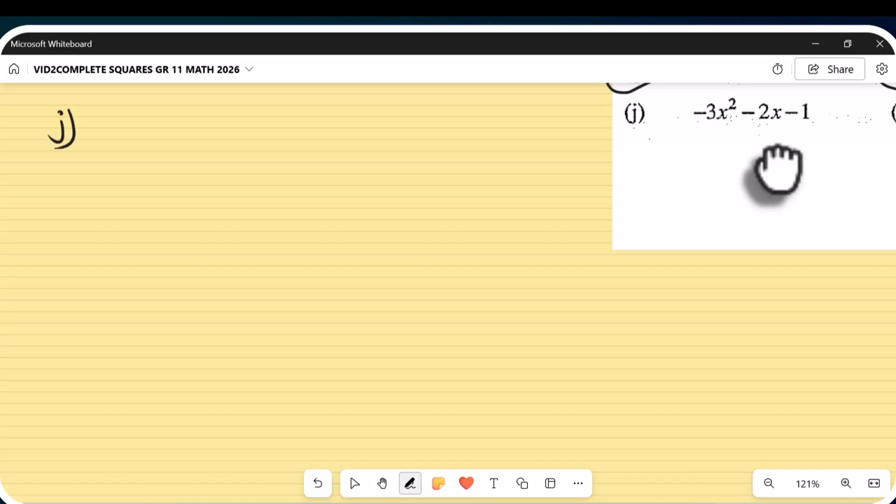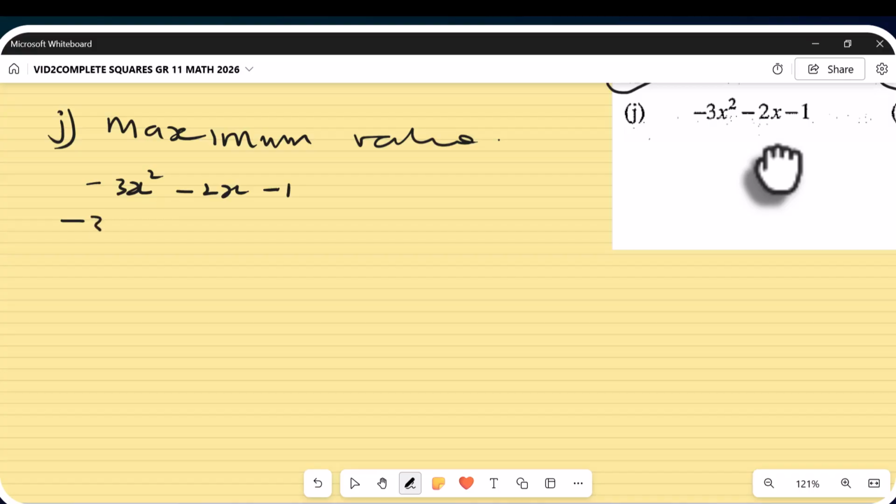To get that maximum value, you're going to complete squares. Take out a negative 3. If you look at our J, it's negative 3 x squared minus 2x, then minus 1. So to complete squares, take out a negative 3, then divide by negative 3 in the brackets. So you're going to have here negative 2x divided by negative 3, then negative 1 divided by negative 3. Now after simplifying, you have negative 3 into x squared, and then plus 2 over 3 x, and then plus 1 over 3.